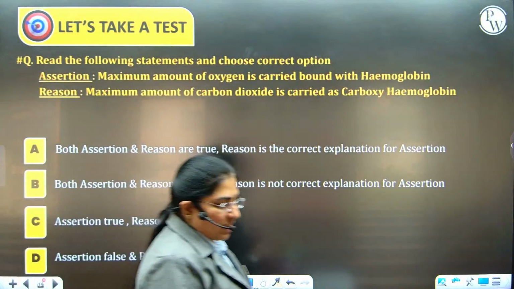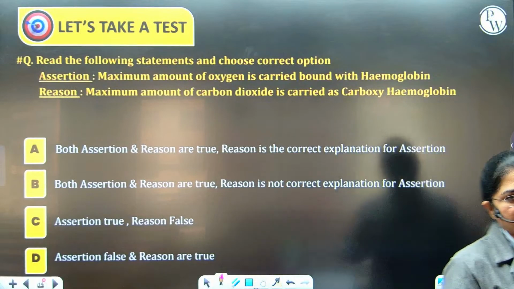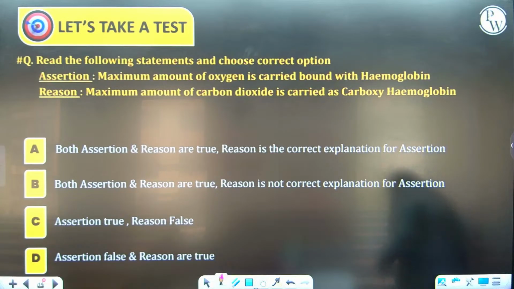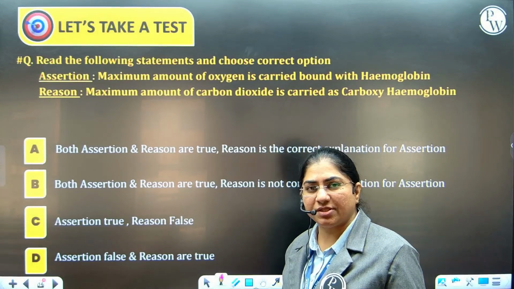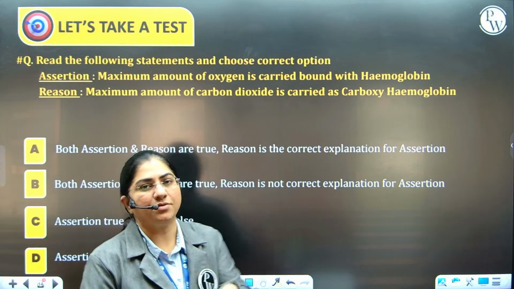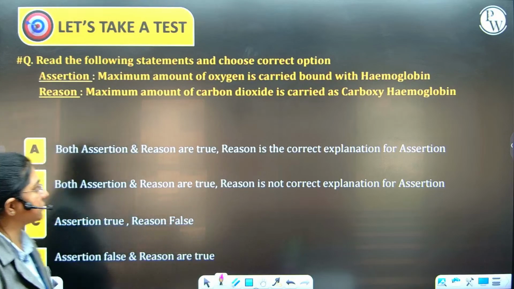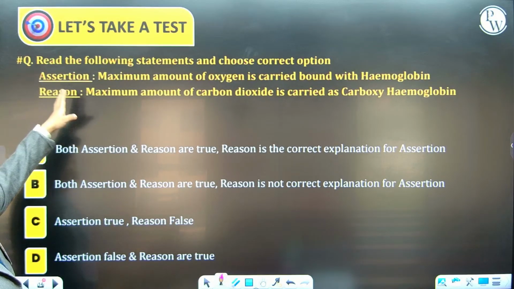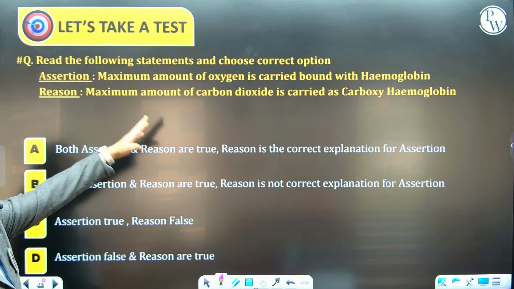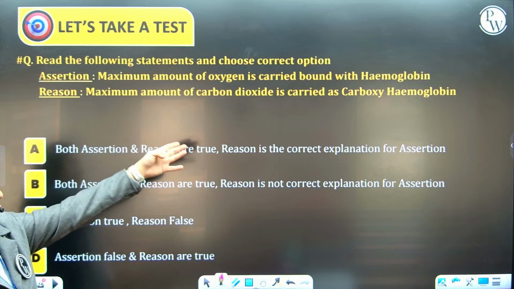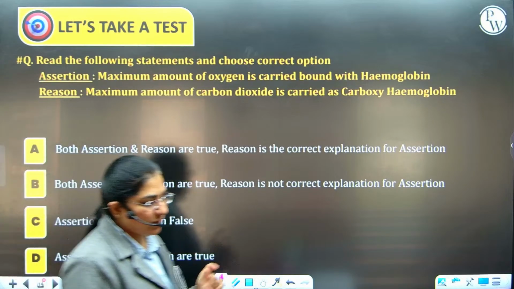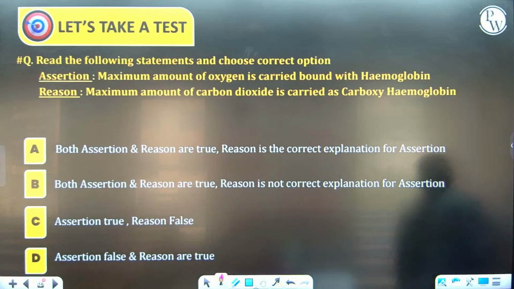Now, we have discussed in detail the physiology of transport of gases. Let us quickly go on to questions. I am bringing questions like assertion-reason and match the column because these are where you tend to make little mistakes, so let us practice those. Assertion: maximum amount of oxygen is carried bound with hemoglobin. Reason: maximum amount of carbon dioxide is carried as carboxyhemoglobin. Giving you 15 seconds, quickly tell me the answer.